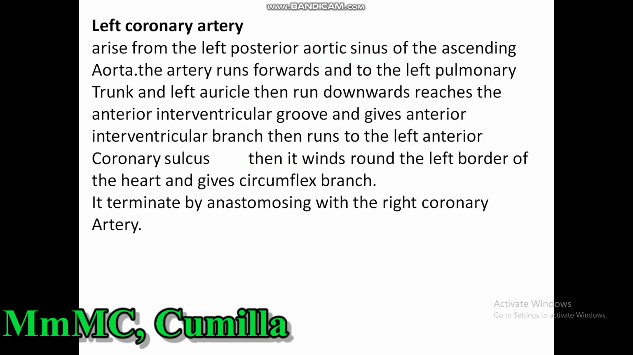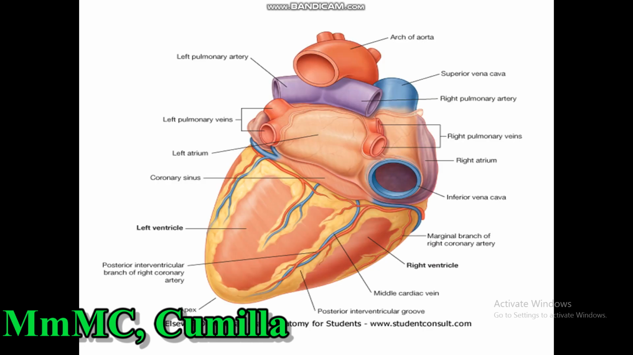Left coronary artery arises from the left posterior aortic sinus of the ascending aorta. The artery runs forwards and to the left between the pulmonary trunk and left auricle, then runs downwards, reaches the atrioventricular groove and gives the anterior interventricular branch, then runs to the left anterior coronary sulcus, then it winds round the left border of the heart and gives the circumflex branch. It terminates by anastomosing with the right coronary artery.